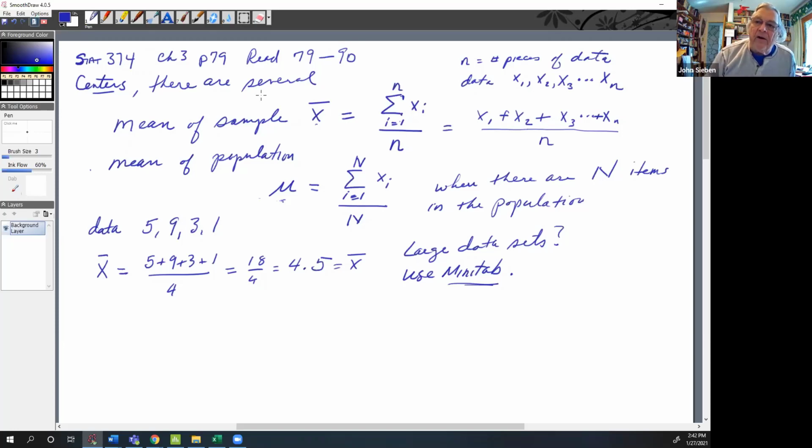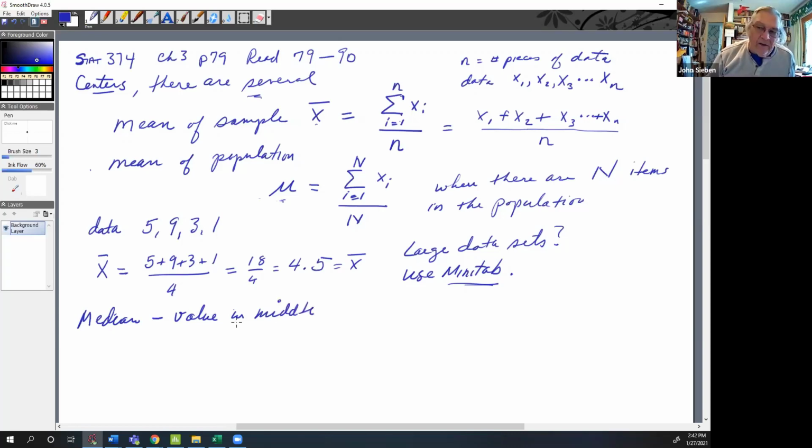Now, we said that there are several means. And so the second mean we want to look at is the median. And that, by definition, is the value in the middle.